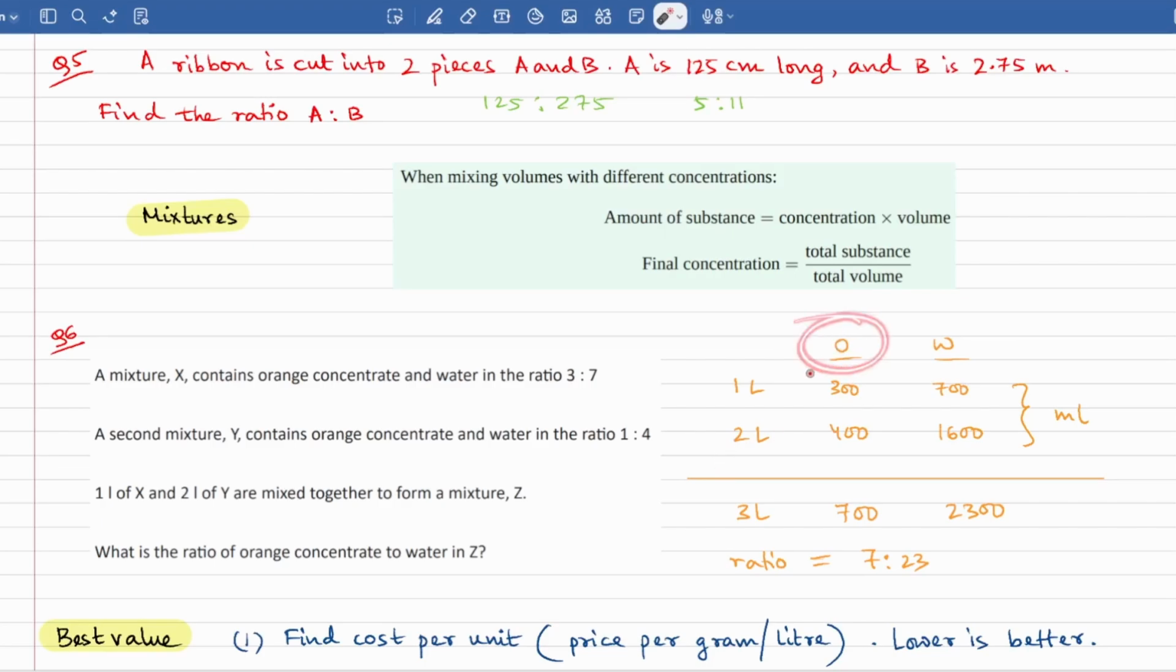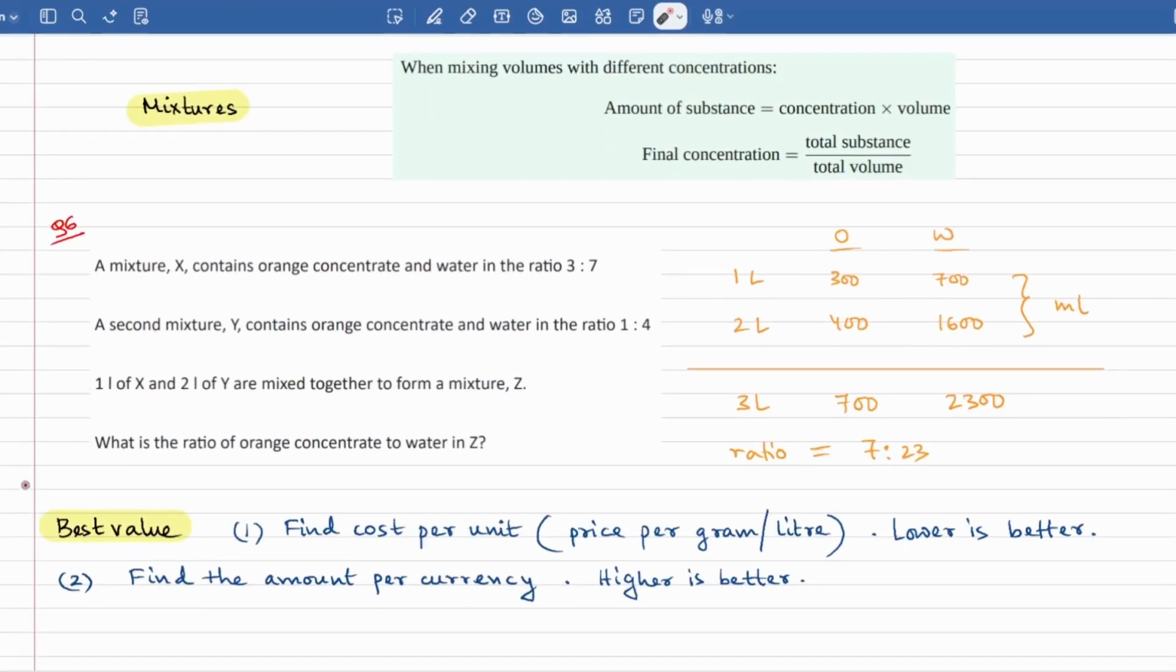So this O represents orange concentrate and this W represents water. In 1 liter you have it in the ratio 3 is to 7. So you have 300 ml of orange concentrate and 700 ml of water. In 2 liters the ratio is 1 is to 4. So you have 400 ml of orange concentrate and 1600 ml of water. Add them up, the total mixture becomes now 3 liters, which is kind of irrelevant. You just need the ratio. The total orange concentrate becomes 300 plus 400, which is 700. The total water becomes 700 plus 1600, which is 2300. So the ratio becomes 7 is to 23.